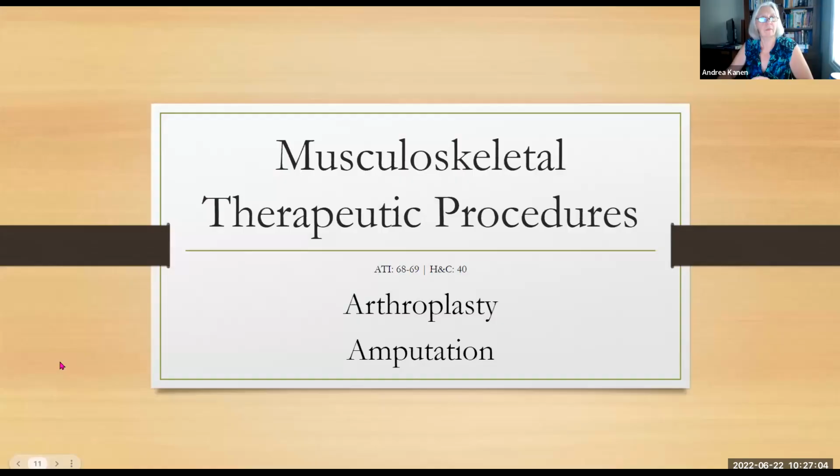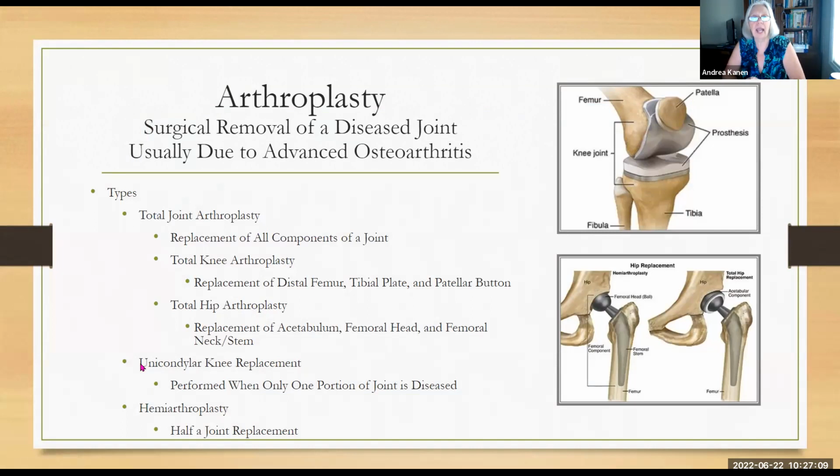So now let's talk about how we're actually going to treat joint disease. Arthroplasty. So there's the arthro again. Arthro is joint, and plasty, if you remember, you see plasty in several diagnostics and treatments. So basically, what they're going to do is go in and take out the damage, or put in a prosthetic.